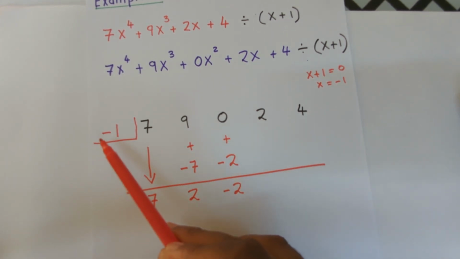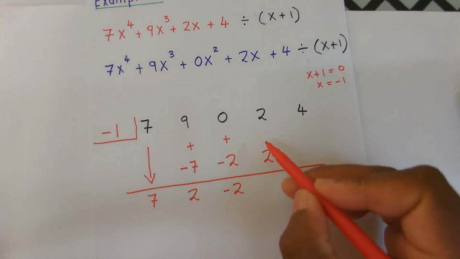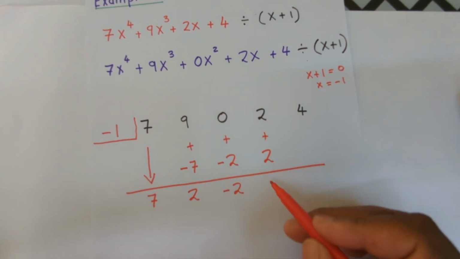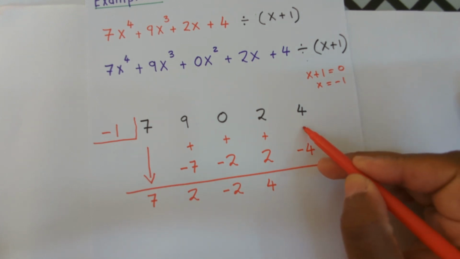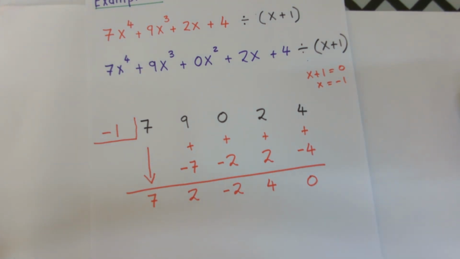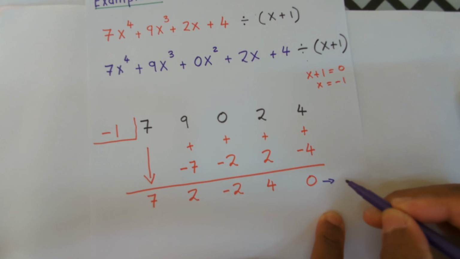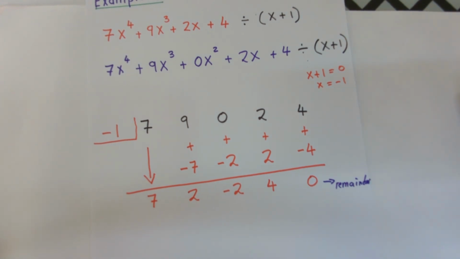We multiply again, negative 1 multiplied by negative 2, that's positive 2. And we add 2 plus 2, that's a 4. We multiply again, negative 1 multiplied by 4, that's negative 4. We add 4 plus negative 4, that's a 0. So the 0 is our remainder. And then the numbers that we got here are the coefficients of our variable x as our quotient.